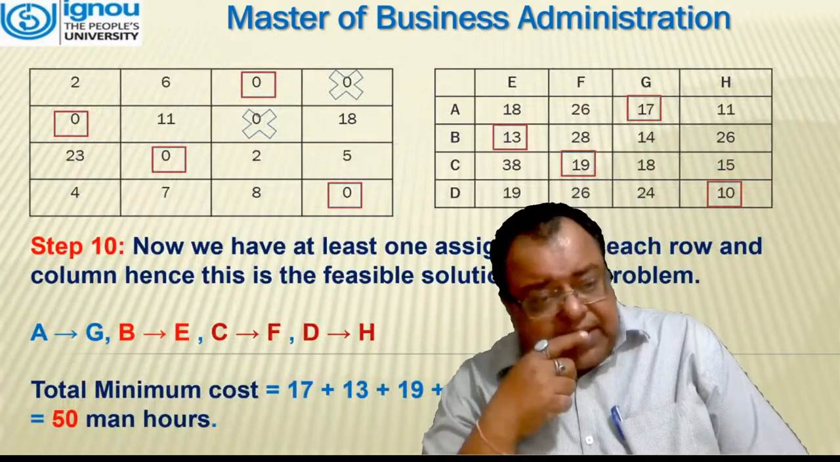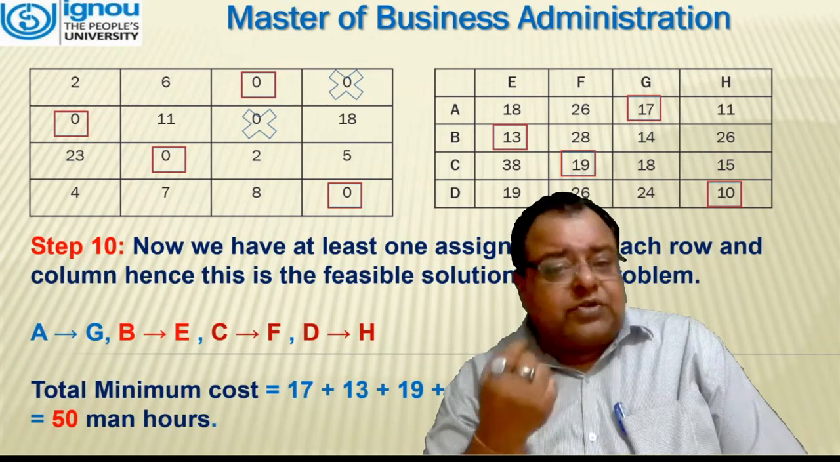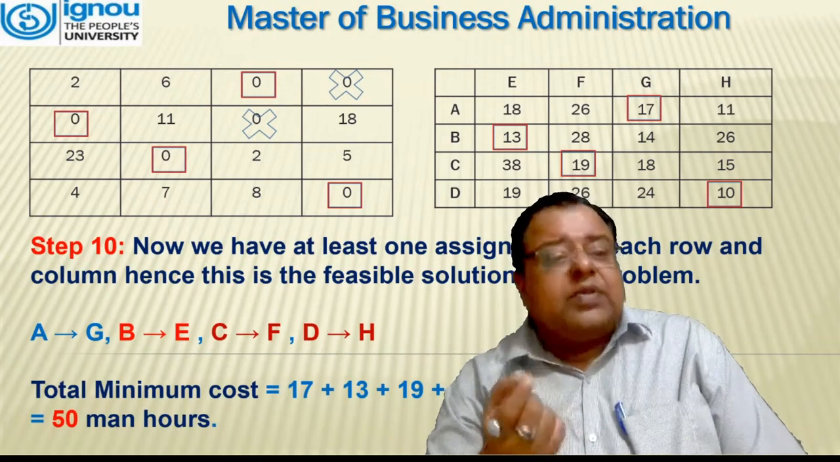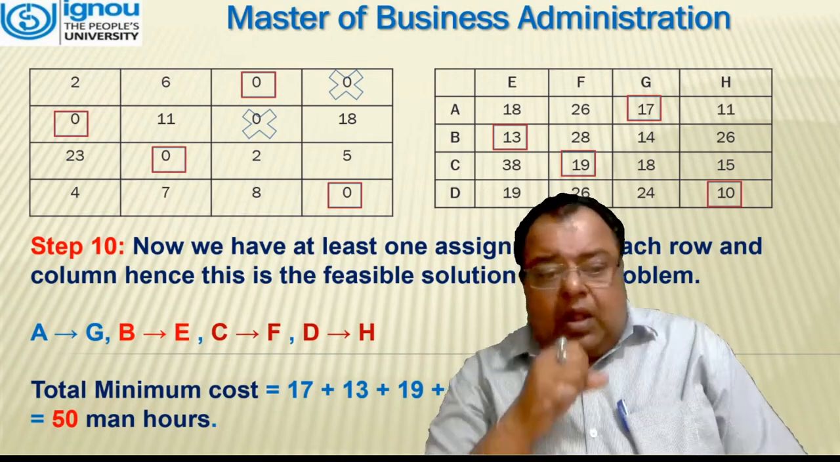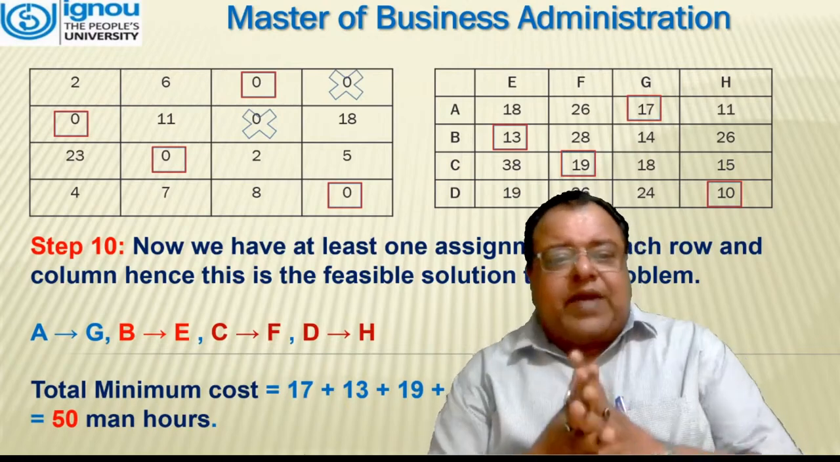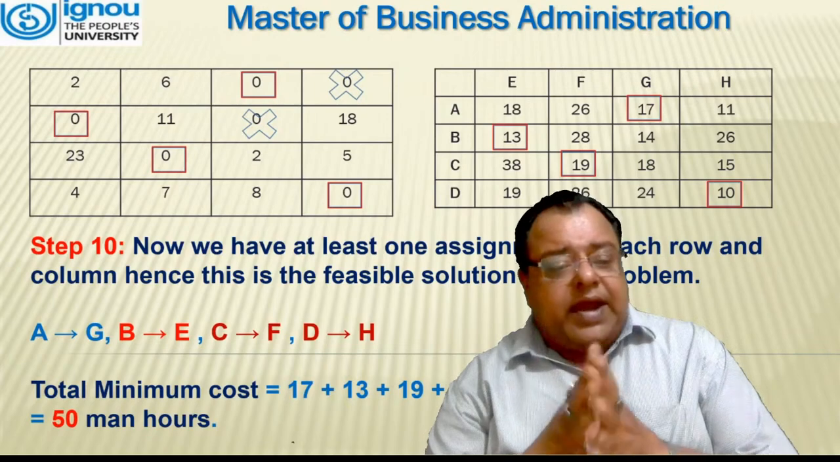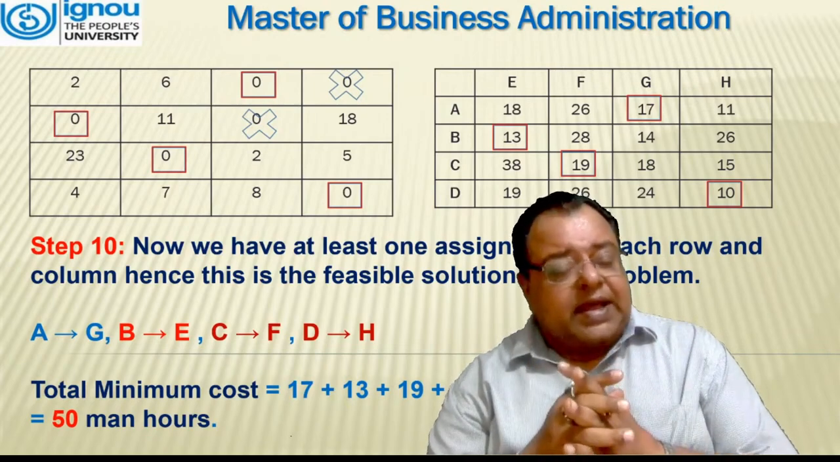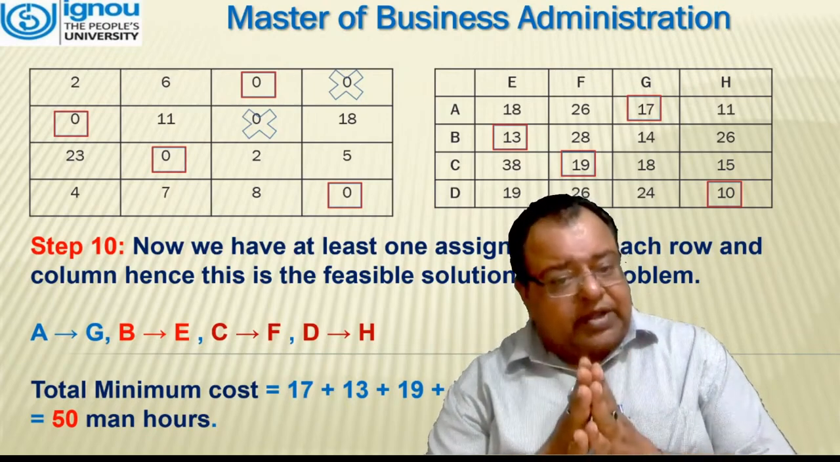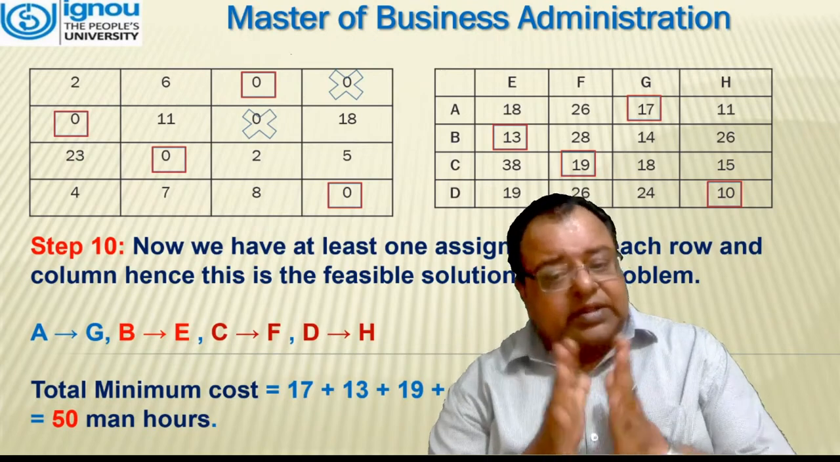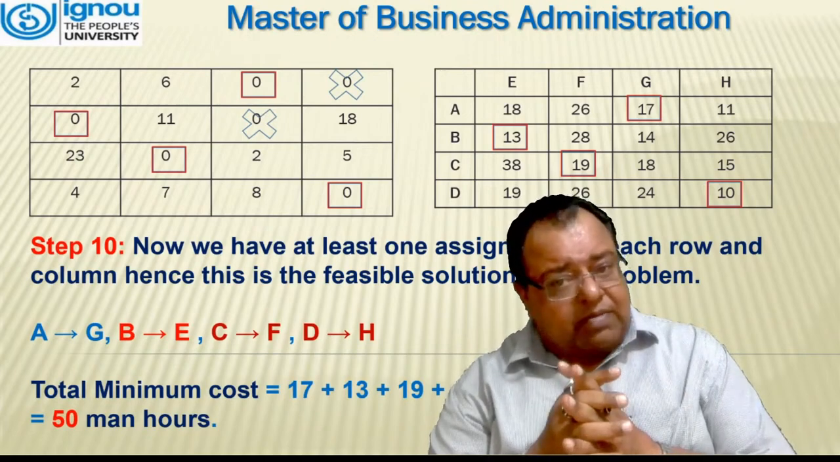Again, the assignments are here. First row, second row, third row, fourth row. So we find that now every row and every column has an assignment with it. That means we can say that this is the feasible solution to the problem.